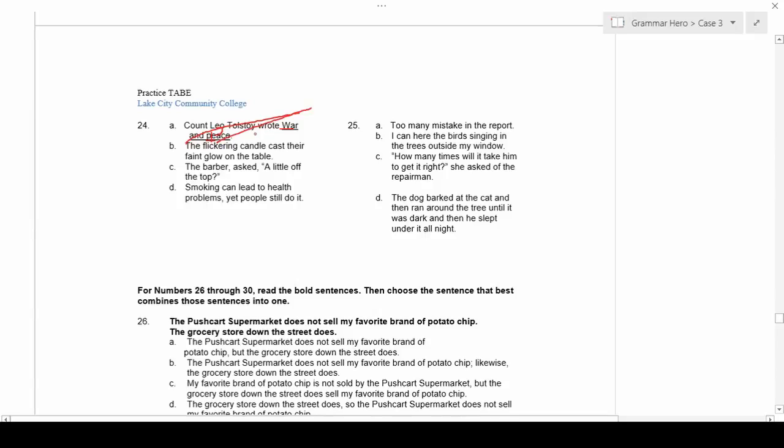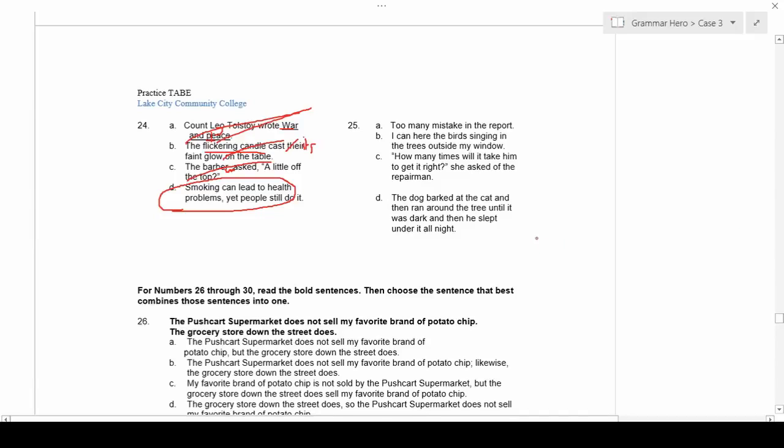The flickering candle cast their faint glow. This should be its. The candle cast its faint glow. Again, candle's an inanimate object, so we go with the possessive pronoun its. The barber asked, you don't need a comma here. The barber asked, comma, so we get rid of that. This one's wrong. Smoking can lead to health problems, yet people still do it, so we'll go with this one.